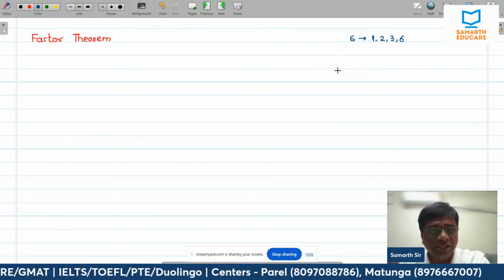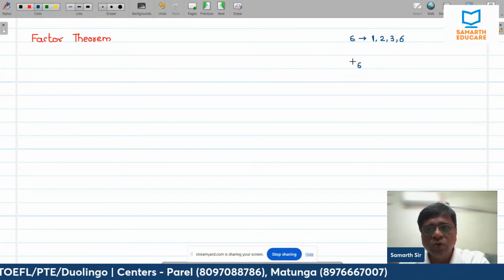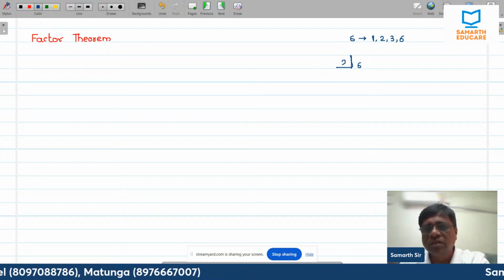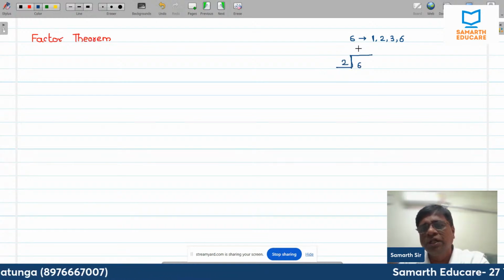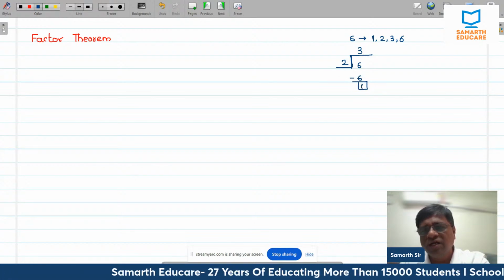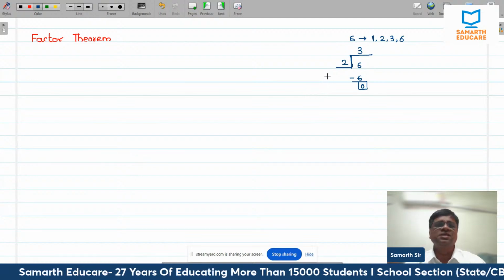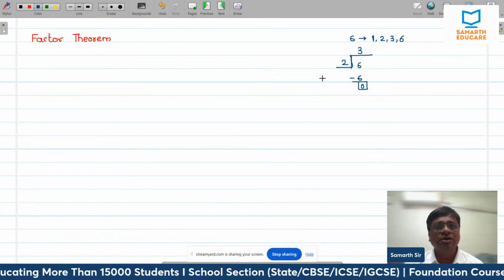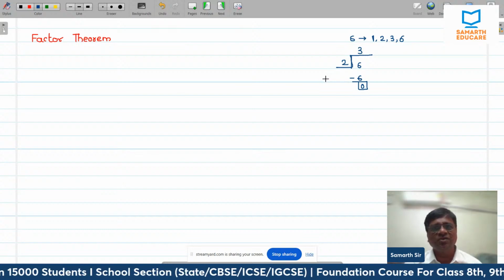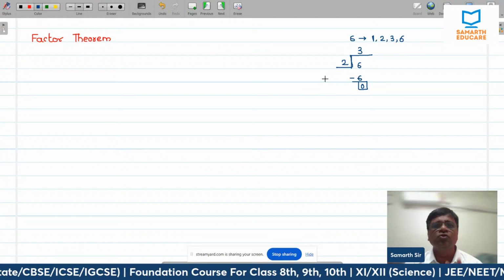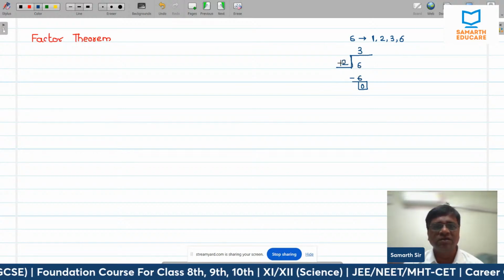What does this mean? If I divide 6 by 2, because 2 is a factor, then 2 3s are 6 and the remainder is 0. So if it is a factor, that means the remainder is 0. Once again I'm using the word remainder. Basically it is what we learned in the remainder theorem, but here if the remainder is 0, then that divisor, 2, is a factor.